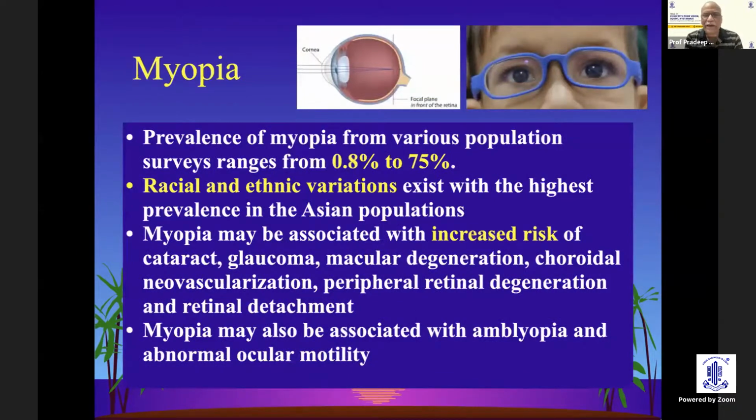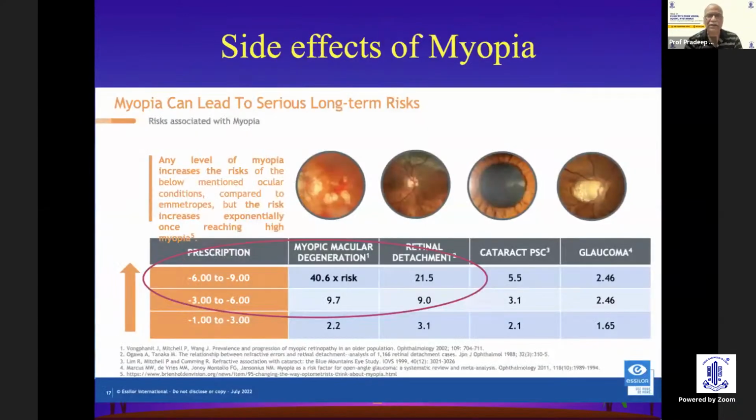We are talking of myopia, as Savlene said, it's becoming a pandemic. The prevalence of myopia varies from various population surveys from 0.8 to 75%. There are large racial and ethnic variations, and the Asian populations, particularly the Southeast Asian and the Chinese populations, have much more. Myopia may be associated with increased risk of a lot of eye problems, which we have to be concerned about.